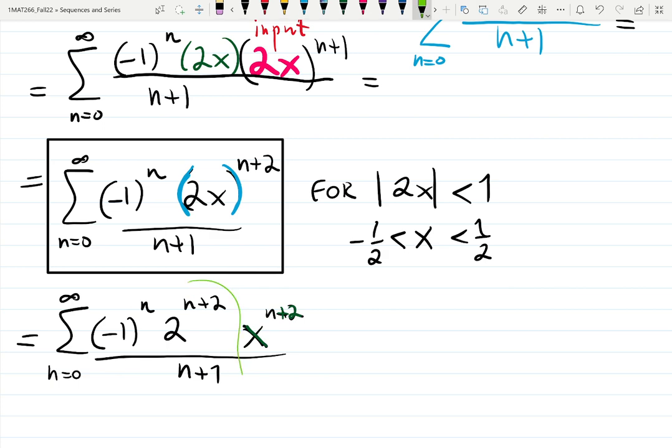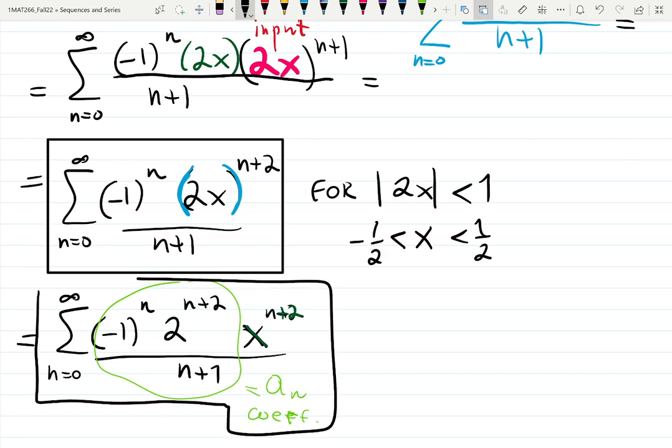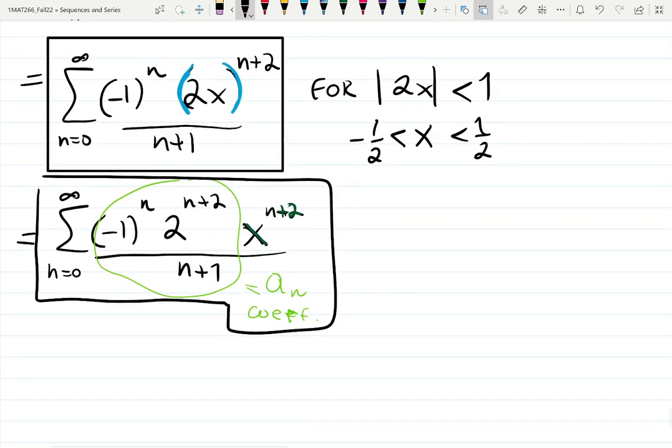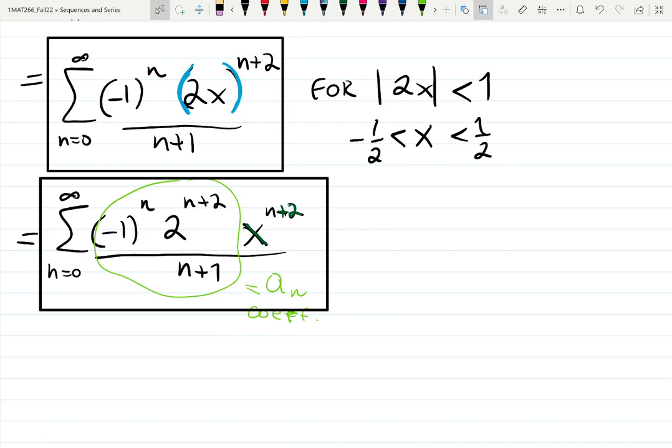People call them, in this case, A sub n. Those are my coefficients. Coef, C-O-E-F, C-O-E-F-F. That is also a correct answer, but it is a better correct answer, if you know what I mean. That's what people would write down around the world most of the time. So this is not the answer.